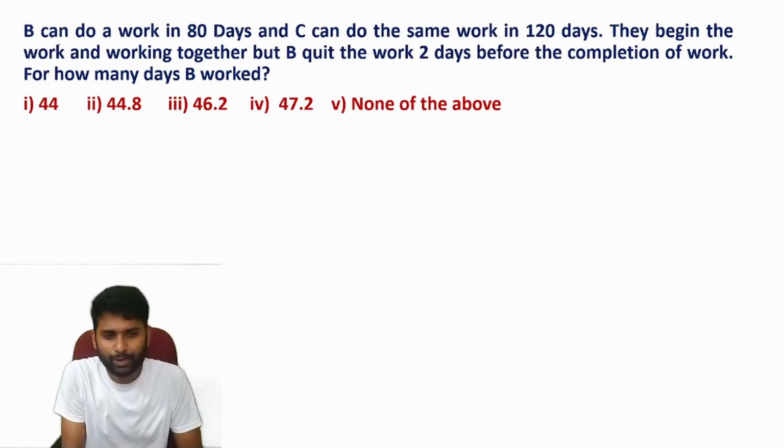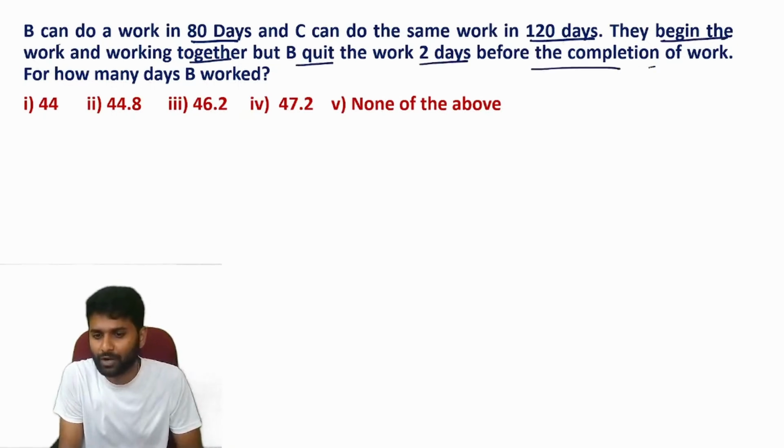See this question. B can do a work in 80 days. C can do the same work in 120 days. They begin the work and work together. But B quit the work 2 days before completion of work. In how many days did B work?